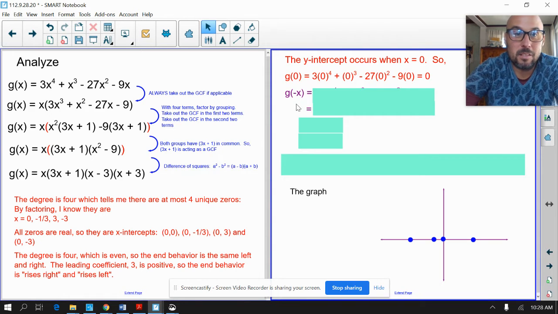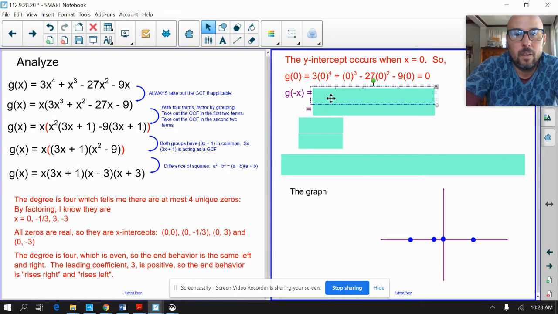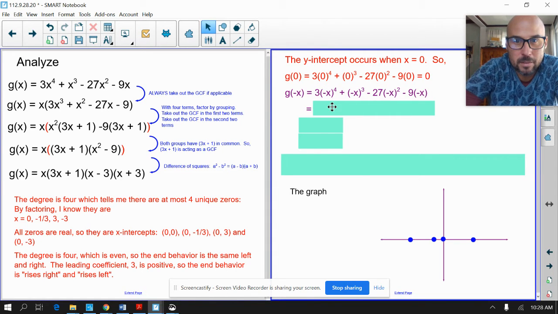By replacing all the x's with their opposites, we will determine if it is odd or even, or maybe neither one of those things. Replacing all the x's with their opposites, the opposite of x to the fourth power, all those negatives cancel out, so it just becomes 3x to the fourth. The opposite of x to the third power, though, you have an odd amount of negatives, so one of those negatives remains, changing this plus to a minus, so it's minus x to the third.